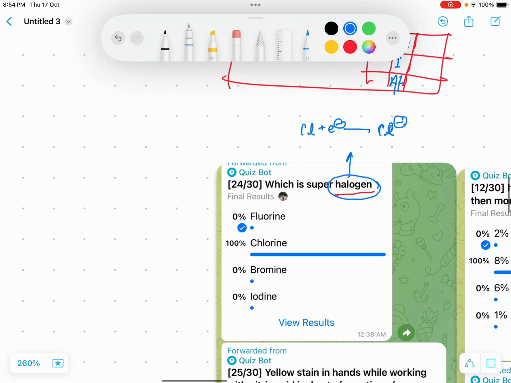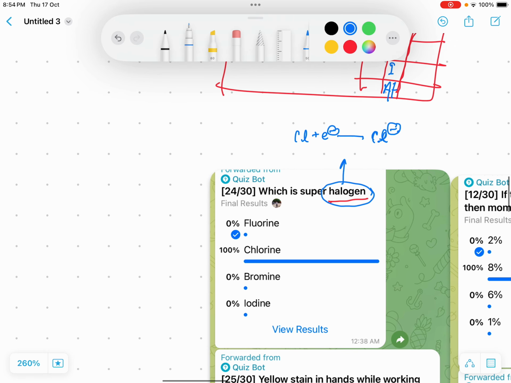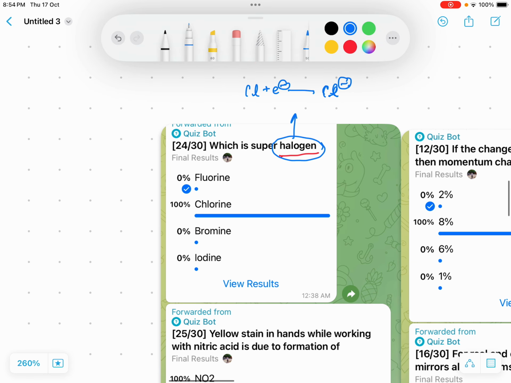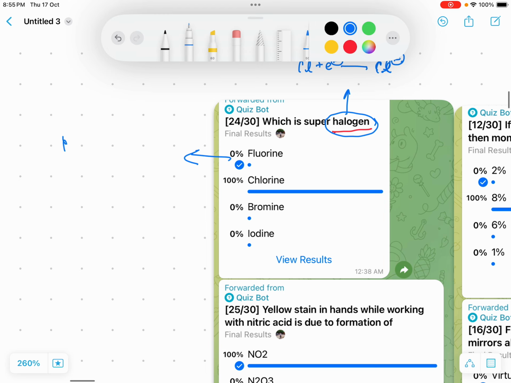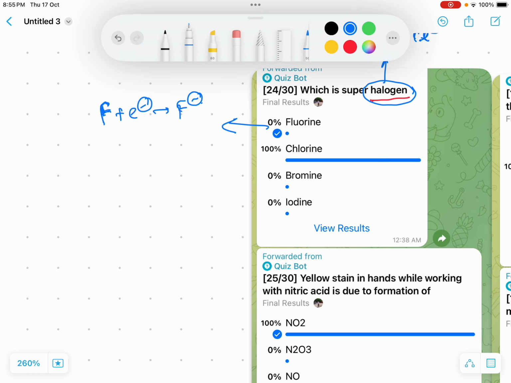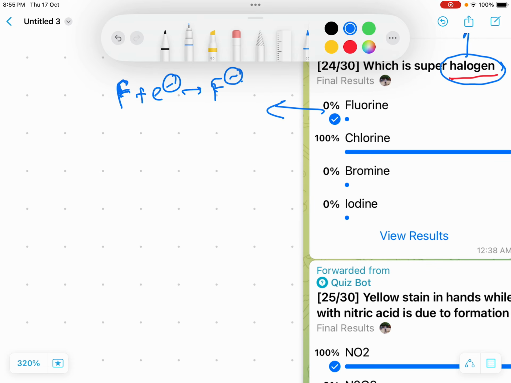So obviously fluorine, being the very smallest, is the most reactive. It is a very reactive atom, so it can easily gain an electron to form fluoride, F minus. So this is the reason why fluorine is called super halogen.